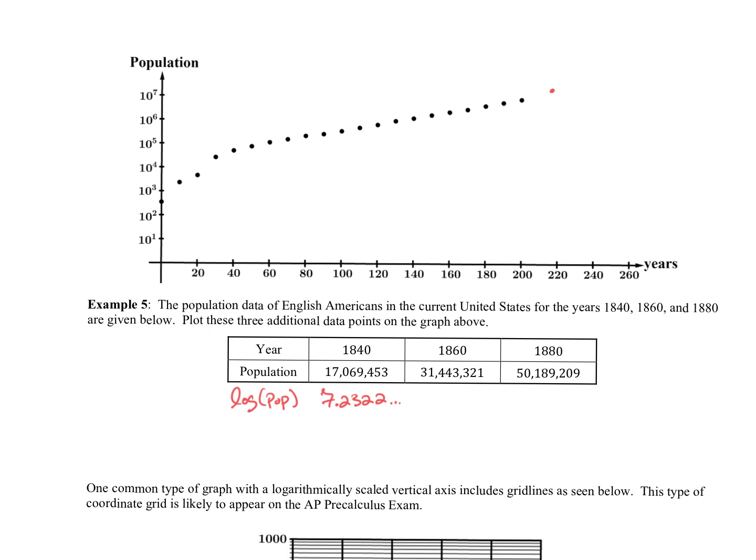All right, and so now we're going to find the log of 31,443,321 in the year 1860. 7.4975. And so this is 10 to the power of 7.4975. And so I would plot that kind of there. And so then I'd have my logarithmic of my next one. And what do we get? 7.7006. Love it. All right. And so then I would plot that one. All right. And so now we'd see that kind of logarithmic curve. All right. So let's look at the next part.